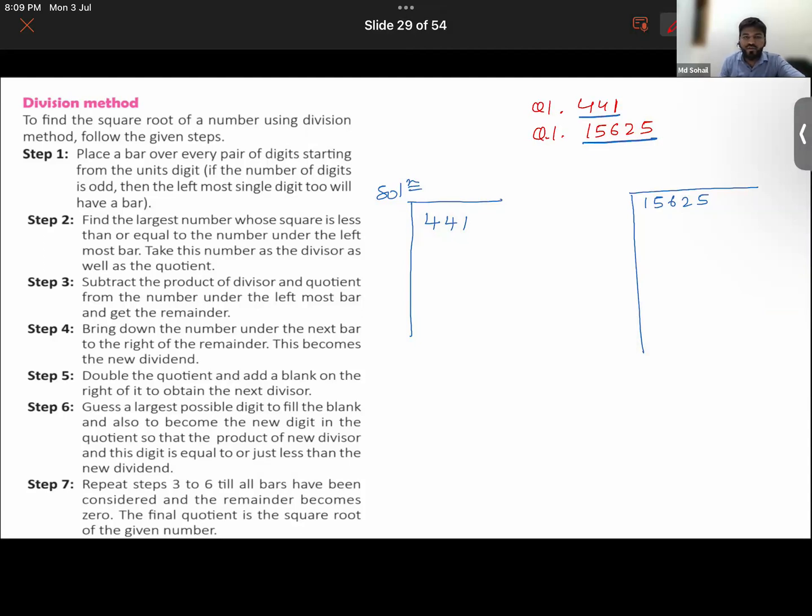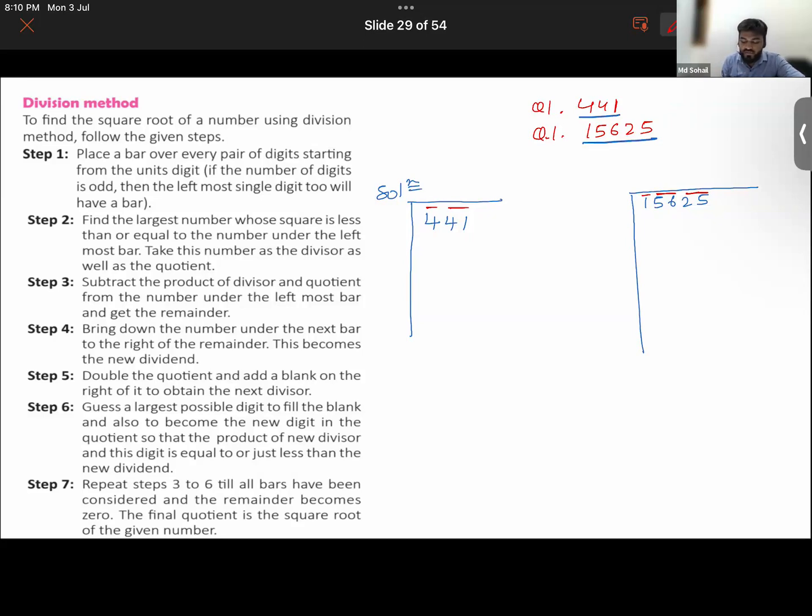Okay, so where should we place the bars in the first one? Sir, at 4 and 41. Yes, Ahmed, at 4 and 41. And in the next one, we have to take the largest whole square. Start from the right side. So 25, then 56, and then 1.